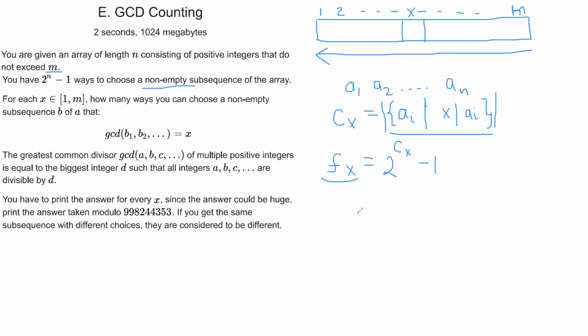So then we create something new. We'll create gx as equal to fx minus the sum of gy, where y is divisible by x. We will say that all y are strictly larger than x. That's why when we fill this whole array, we go from the largest number to the smallest number. So we will go from right to left.